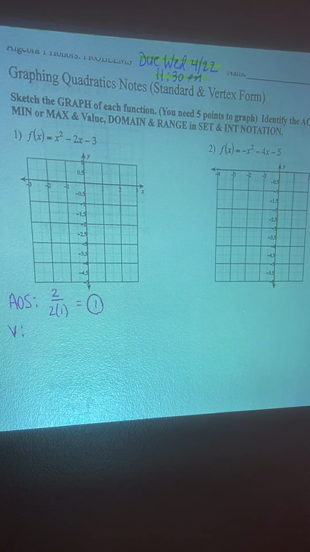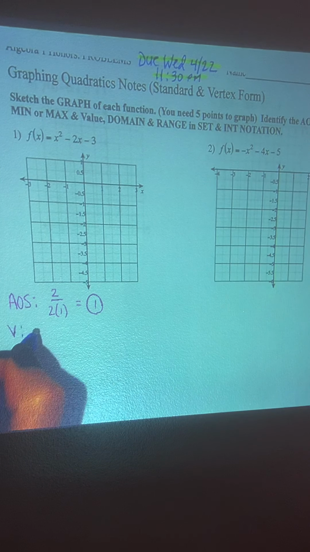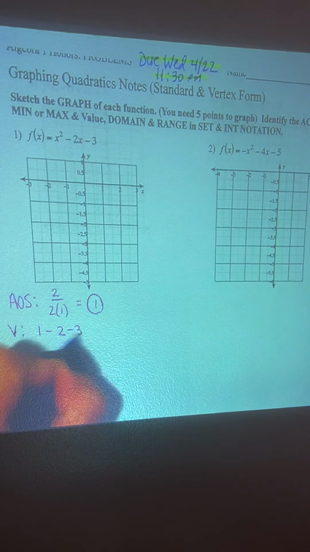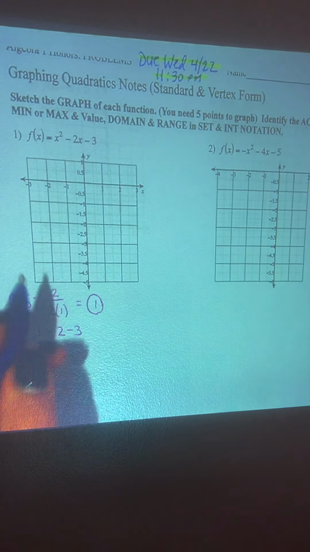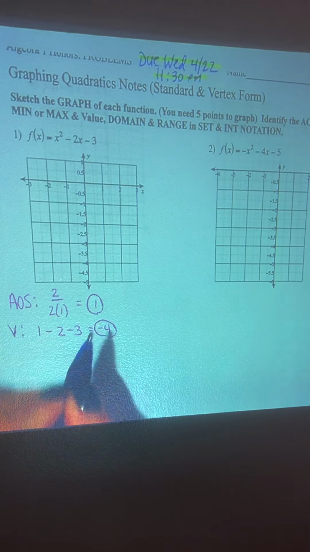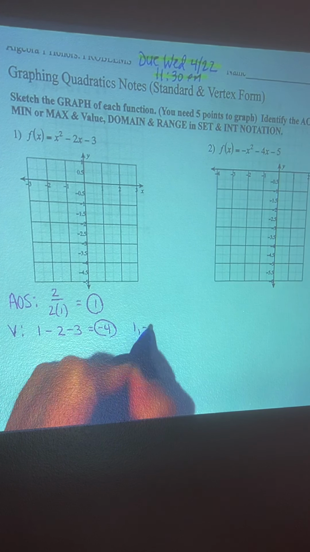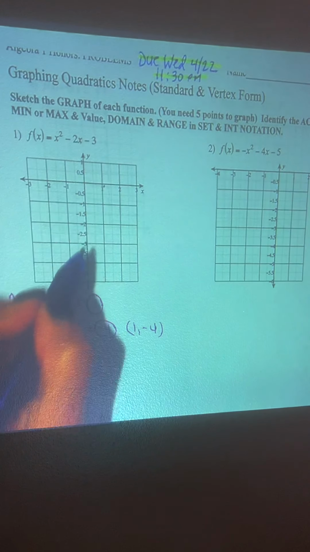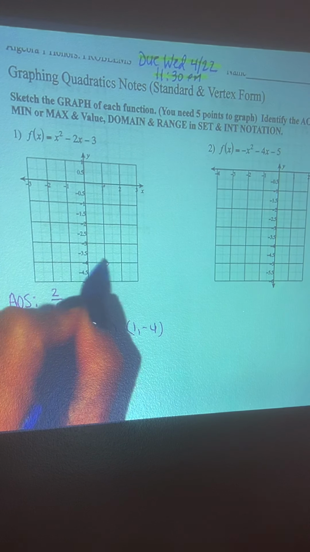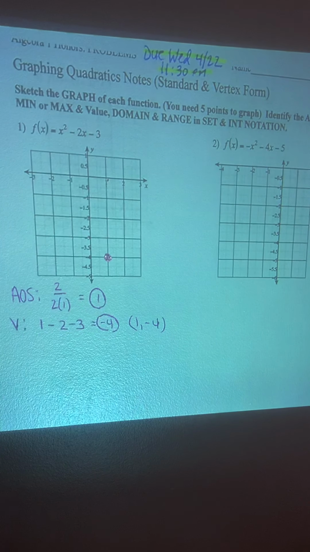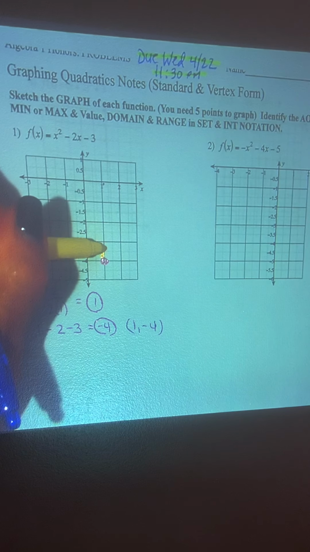Vertex is 1 squared is 1, minus 2 times 1 is 2, minus 3. Again, remember my opposite and doubled. 1 minus 2, negative 1, minus 3. Negative 4. So therefore my vertex is 1, negative 4. All right, I'm going to plot my vertex. 1, negative 4. There it is. And of course, the second we plot the vertex, what are we going to do? We're going to draw the axis of symmetry.